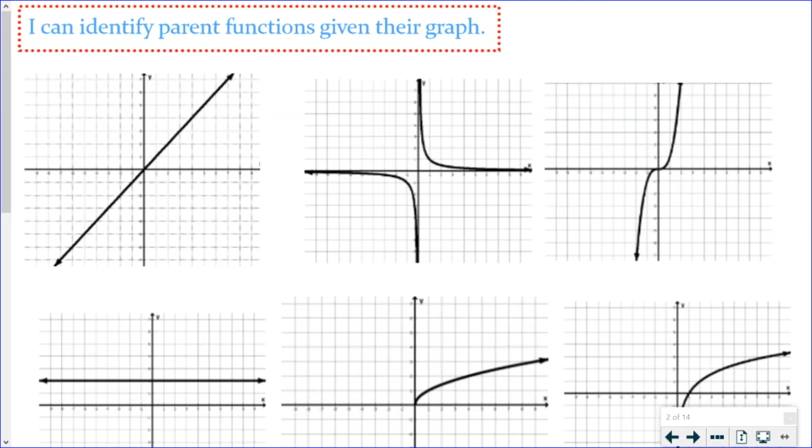Hey guys, here's 1.5, day 1. We're doing transformations in this section.